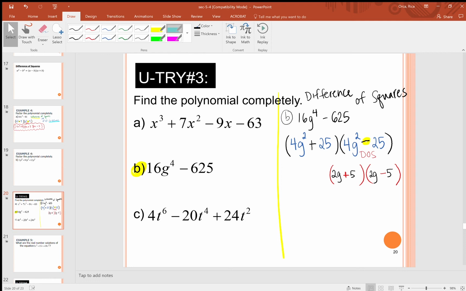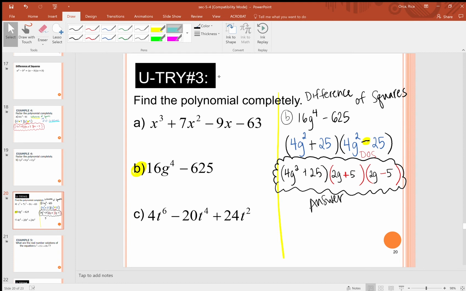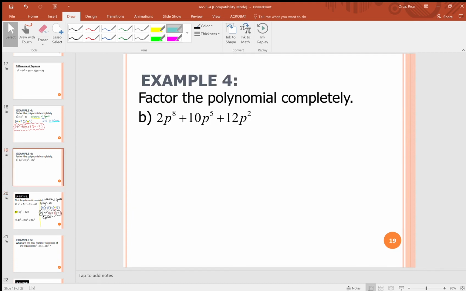Now that we've factored 4g squared minus 25 completely, let's go ahead and bring down the 4g squared plus 25 from earlier. So 4g squared plus 25 times 2g plus 5 times 2g minus 5 are the factors of 16g to the 4th minus 625. And this is our answer. Now let's look at something a little different.